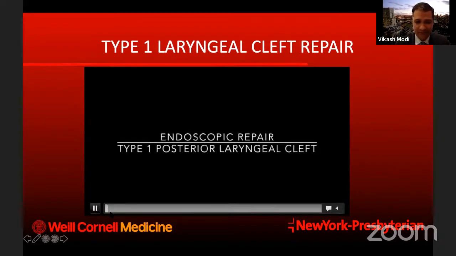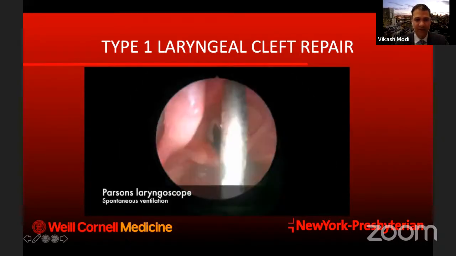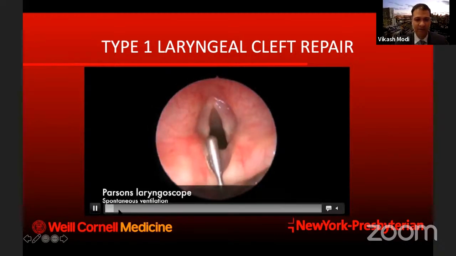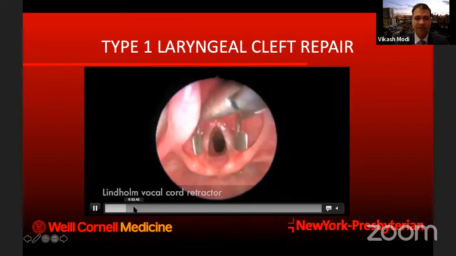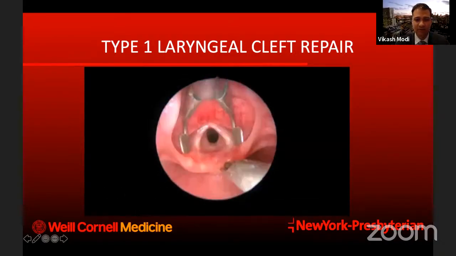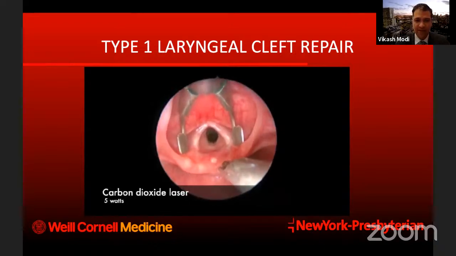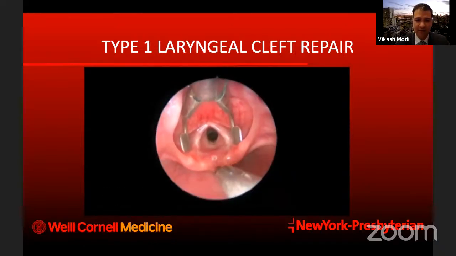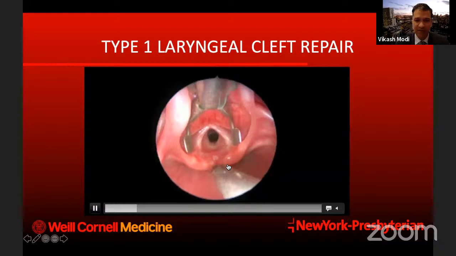It's actually a pretty straightforward procedure. So remember, this is a type 1 cleft. We'll insert the Lindholm false vocal fold retractor. And then I'll take a CO2 laser and I'll demucosalize a diamond shape in the interarytenoid region.